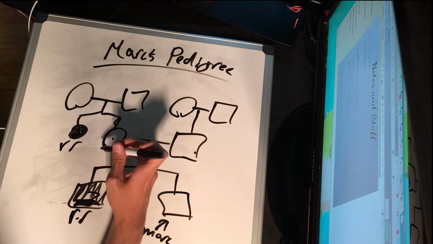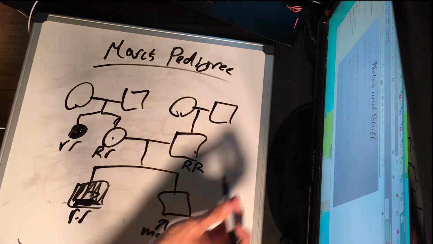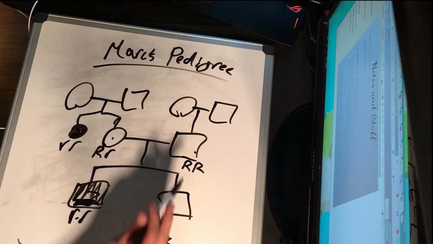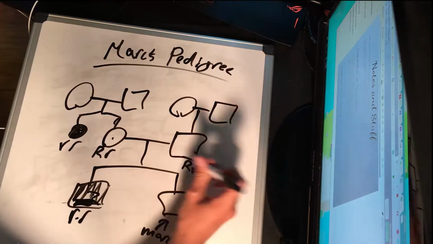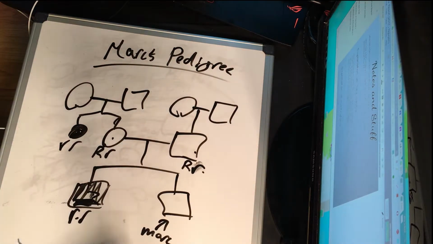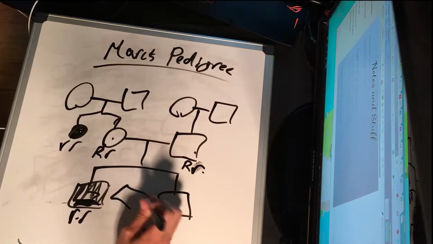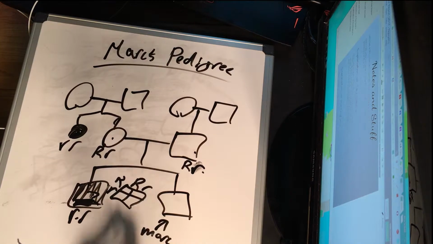So if, for example, one of them was homozygous recessive and one of them was homozygous dominant, then they wouldn't be able to have the child, because you need at least one recessive allele in each one. So because this one has the disease, we know that they're both heterozygous. So the Punnett square for Mark is going to look like this, just heterozygous on each side.